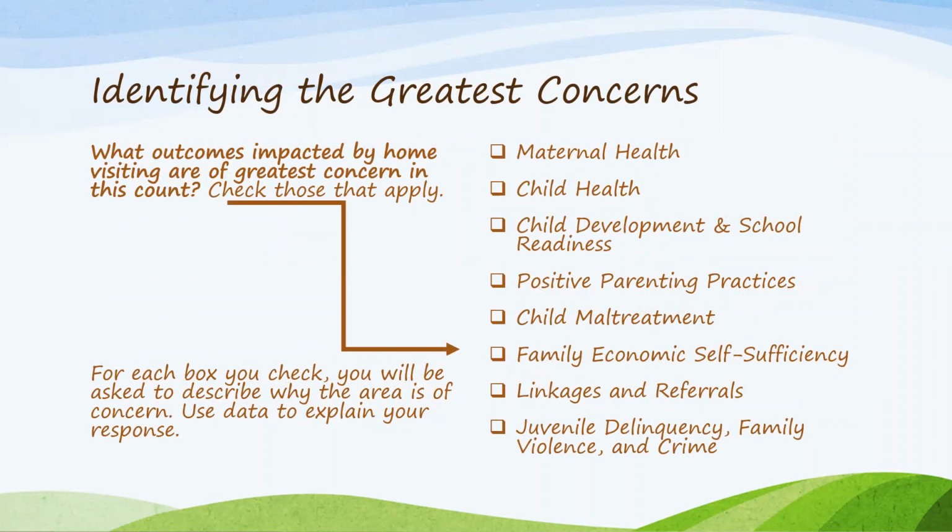This step concludes with asking you to interpret your findings. You will be asked to identify the outcome areas of greatest concern in your community, as well as how you arrived at those conclusions. It will be important to provide clear, specific information about the data you use to identify outcome areas of concern. This information can be used to inform decisions about the model or models that should be promoted in your community.